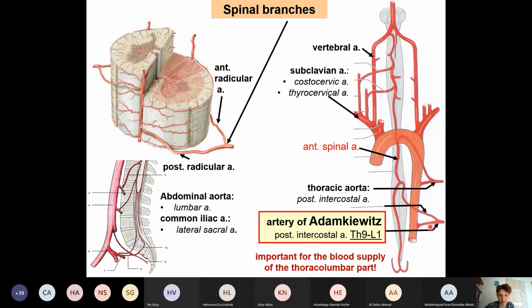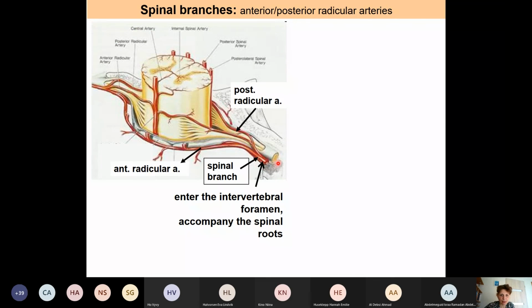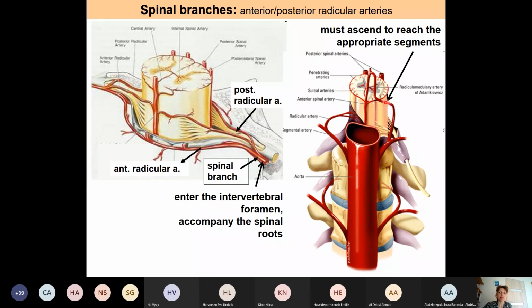the spinal cord. And you can see that the spinal branches enter the intervertebral foramen together with where the spinal nerves exit, and then they will divide into an anterior and posterior radicular artery, which then drain into the spinal arteries. So they accompany the spinal roots, and that's why they also have to ascend to reach the appropriate segment, as you can see in this picture.